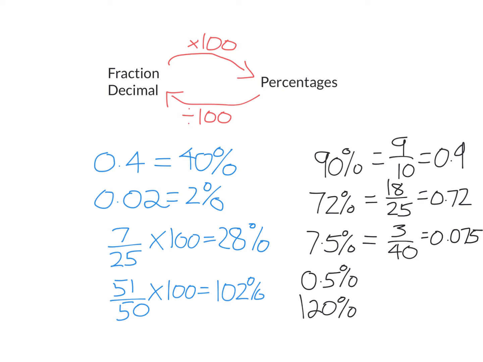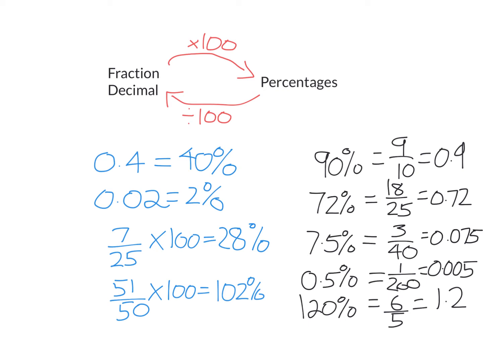So what about 0.5%? Well, just because it isn't a whole number doesn't mean we're going to do it any differently. So 0.5 over 100 simplifies to 1 over 200. And as a decimal, if we divide that by 100, we get 0.005. So what about 120%? Now we've got a percent more than 100, but that's okay. We just go 120 divided by 100, which simplifies to 6 over 5. That's as a fraction, and 1.2 as a decimal. So numbers that are more than 1 correspond to percentages that are more than 100.